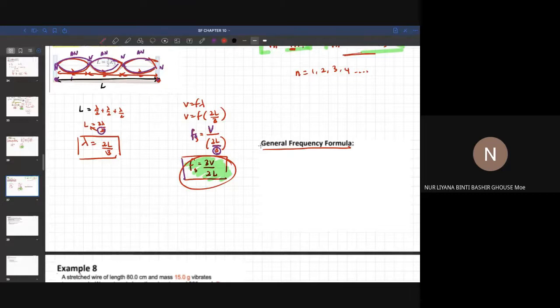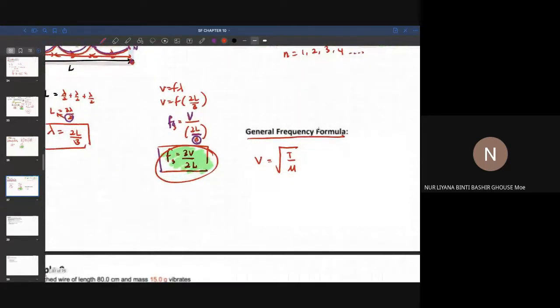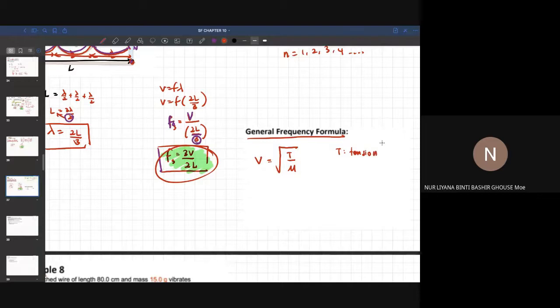Specifically for stretch string, kita ada lagi satu equation baru which is V equals to square root T over mu. V ni adalah velocity. T ini adalah tension of the string. And mu, kita panggil dia mu.